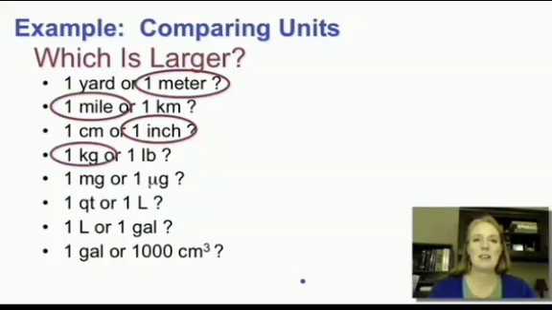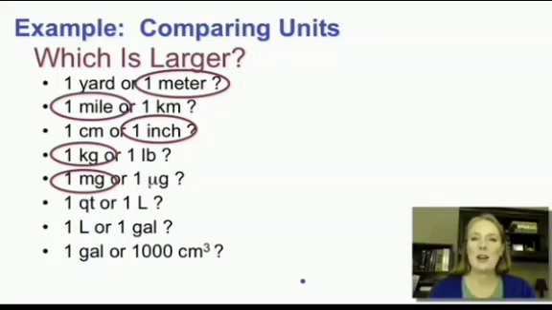Sometimes people in the United States have trouble with that because many people in the United States seem to know that a mile is longer than a kilometer. And then when they get to kilograms and pounds, they get confused. How about this one? Hopefully everyone can do this one. Which is larger, 1 milligram or 1 microgram? Those are both pretty light weights, but hopefully you said 1 milligram is larger.